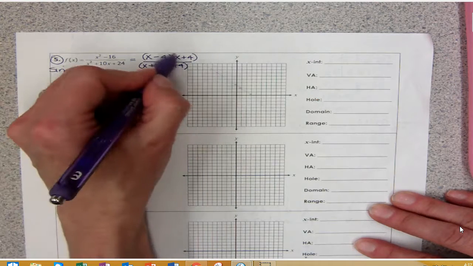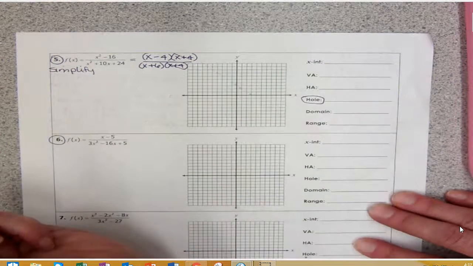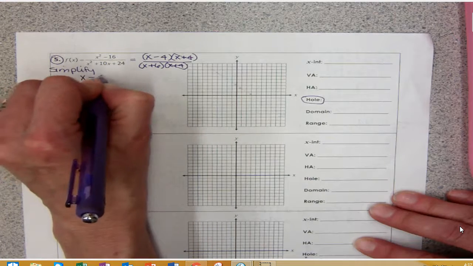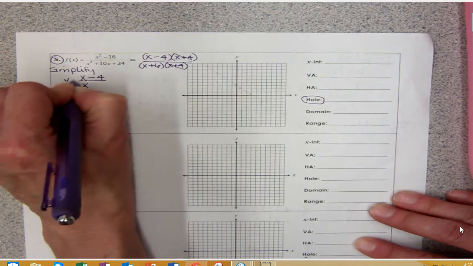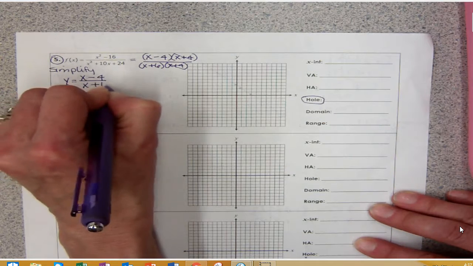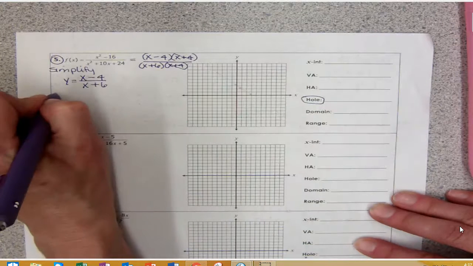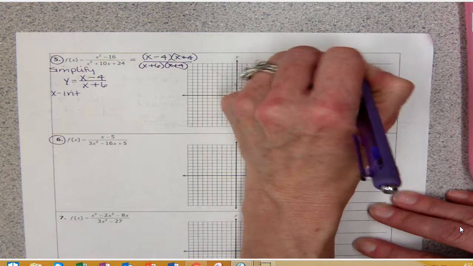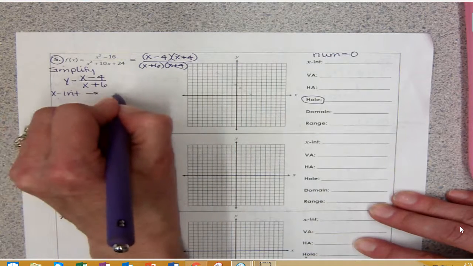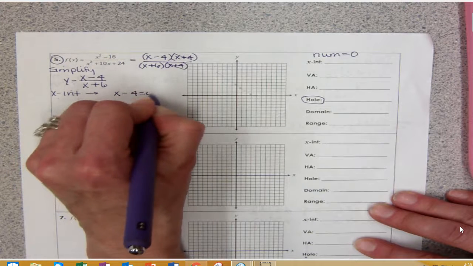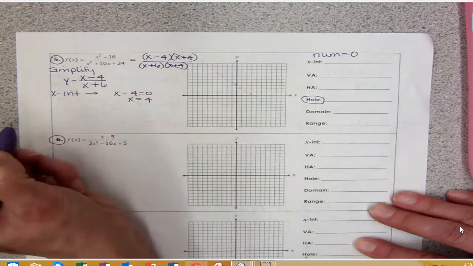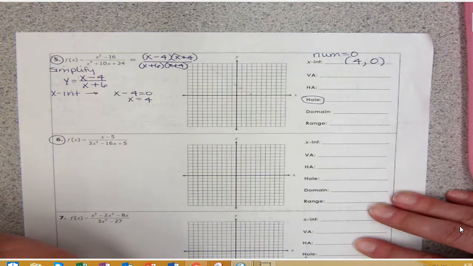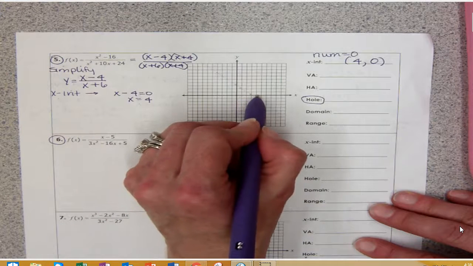And lo and behold, I'm going to have a hole, so I know I'm going to have a hole. So let's get started. I'm going to take my simplified equation of y equals x minus 4 over x plus 6, and I'm going to try and find my x-intercept. That is where my numerator equals 0. So when x minus 4 equals 0, x equals 4. I know that when x is 4, y is going to be 0. So I can go ahead and plot that. 1, 2, 3, 4.